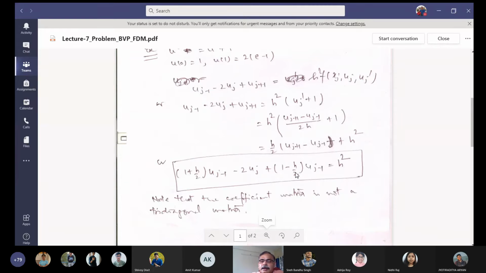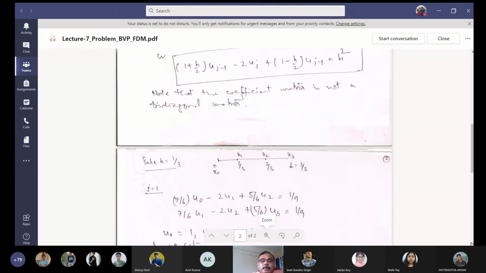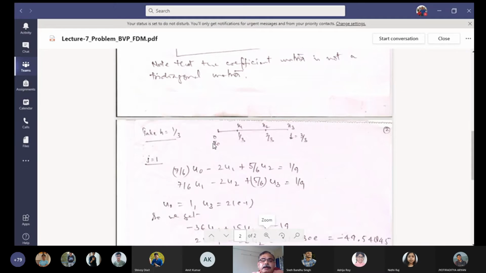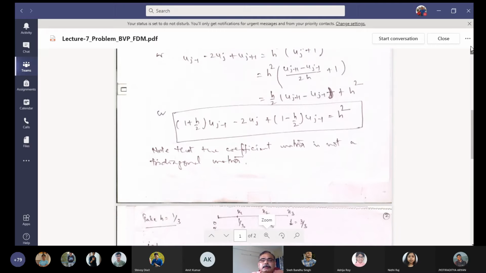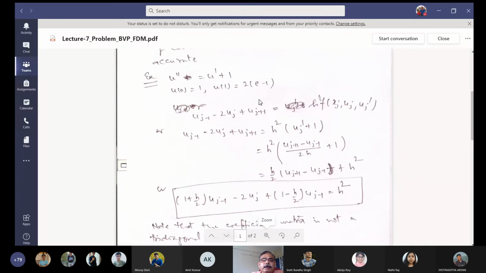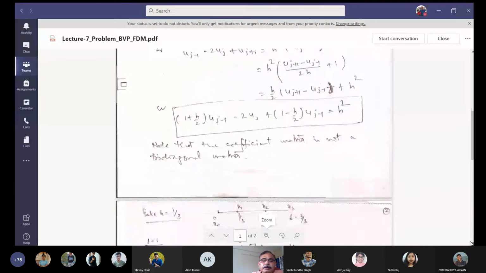Yes, sir. Is that right? Okay. So let us see how the form looks. If h is 3, then x equals 0, 1 by 3, 2 by 3, and 3 by 3, that is 1. Means u0 is given as 1, and u3 is given as 2e minus 1. So your scheme is ready.